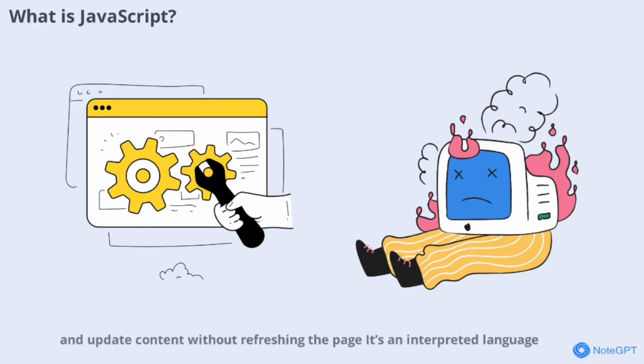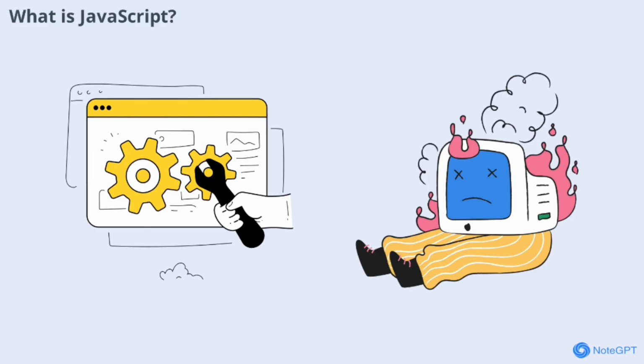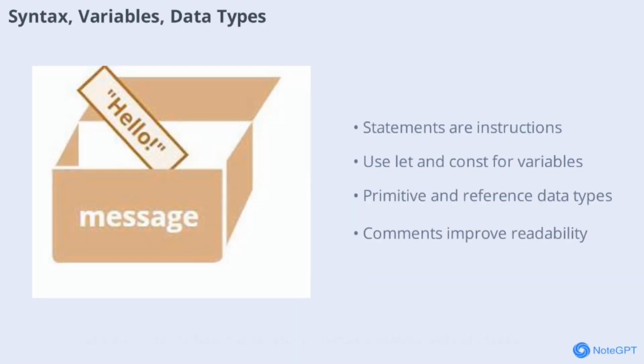It's an interpreted language, meaning your code is executed directly by the browser's JavaScript engine, such as Chrome's V8 or Firefox's SpiderMonkey. This makes development quick and accessible. In essence, JavaScript is the backbone of modern web interactivity, making sites dynamic and responsive to user actions. Let's dive into the basics of JavaScript: syntax, variables, and data types.